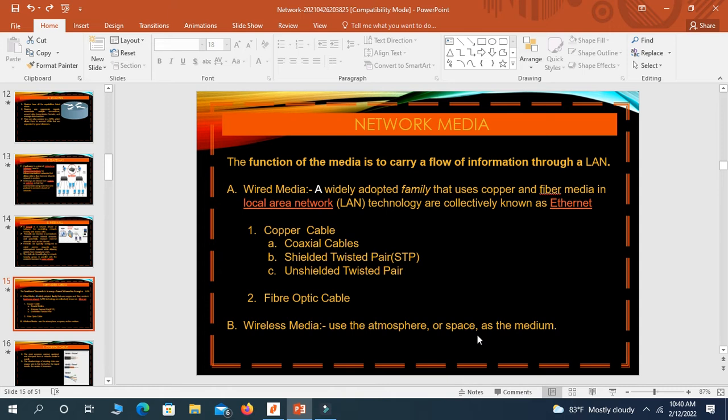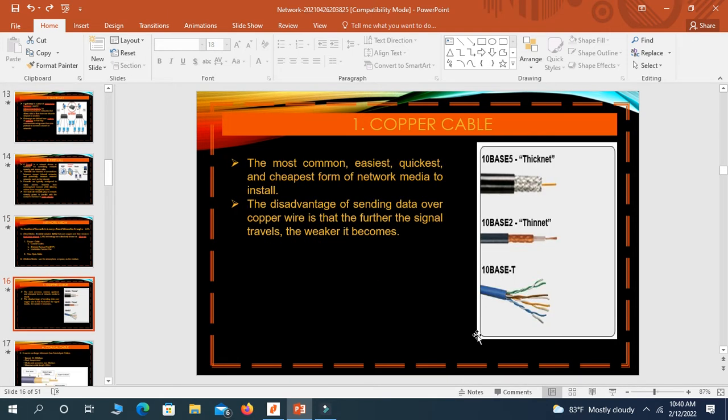Next up we have fiber optic cables. Sometimes we use this one as well. Then we have wireless media as well. It uses the atmosphere or space as the medium. Wireless media, what is that? It's your duty to find out.